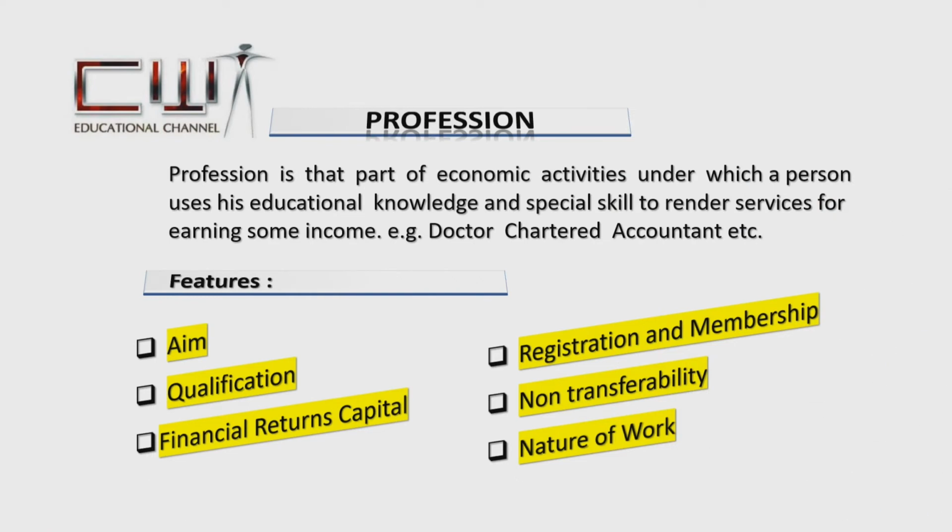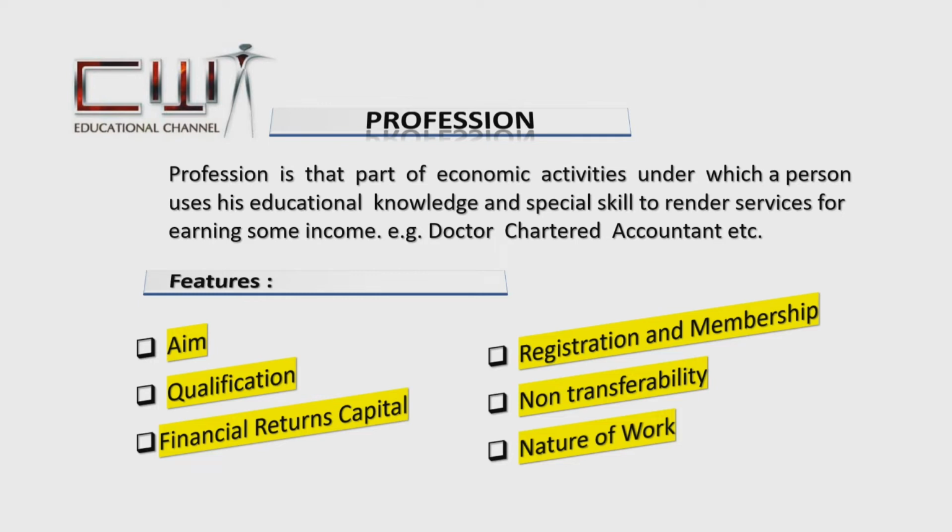Now let us understand what a profession is. Profession is that part of economic activities under which a person uses his educational knowledge and special skill to render services for earning some income. For example, professionals are generally doctors, chartered accountants, etc. So these people have a specialized skill and knowledge.